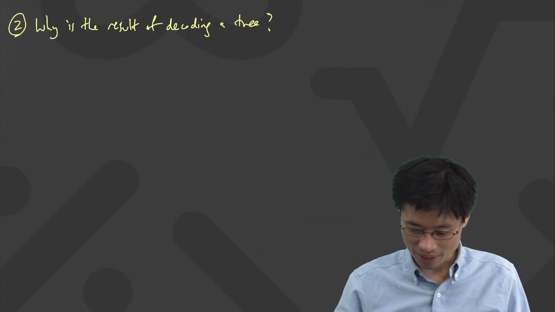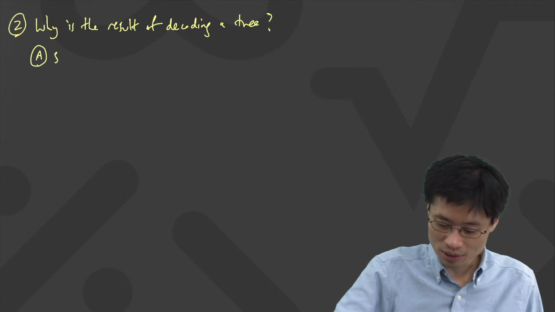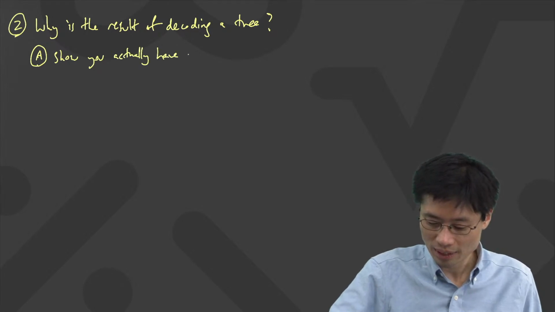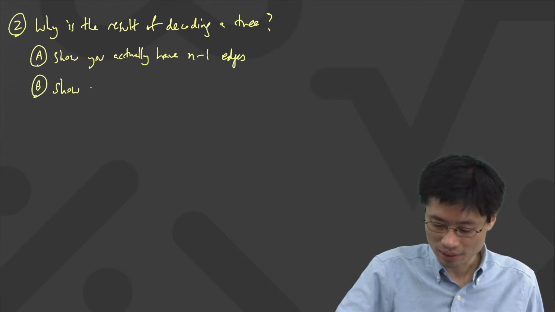So we're going to do 2 steps. The first step is show you actually have n minus 1 edges. And the second thing is we'll show that there are no cycles.